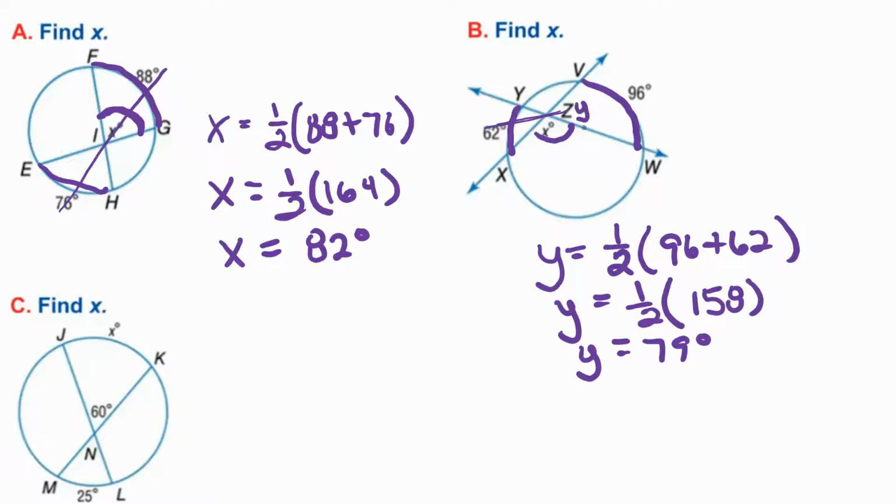Well, angle Y and angle X form a linear pair, so they equal 180 degrees. So to find X, we're going to do 180 minus 79, which would give us 101 degrees. So this angle here for angle X is 101 degrees. Angle Y was 79 degrees.